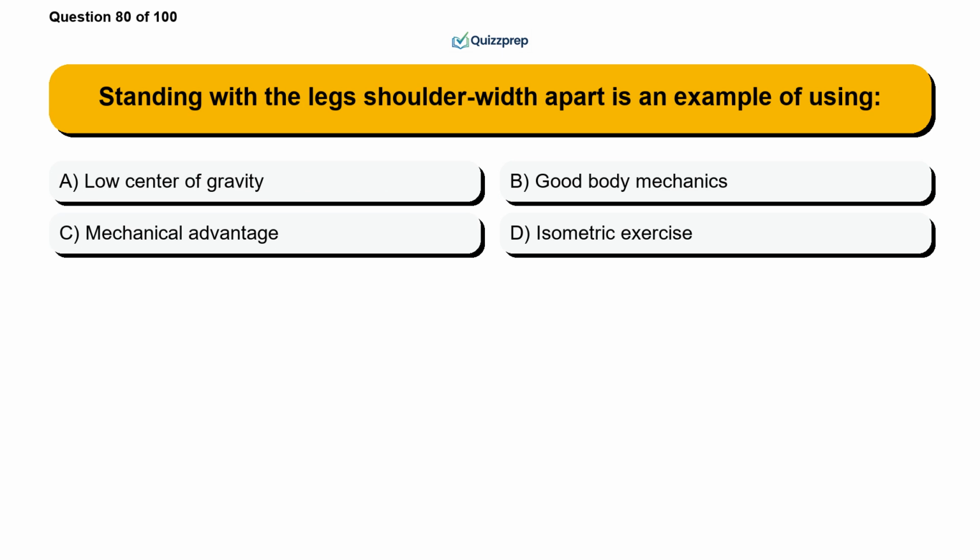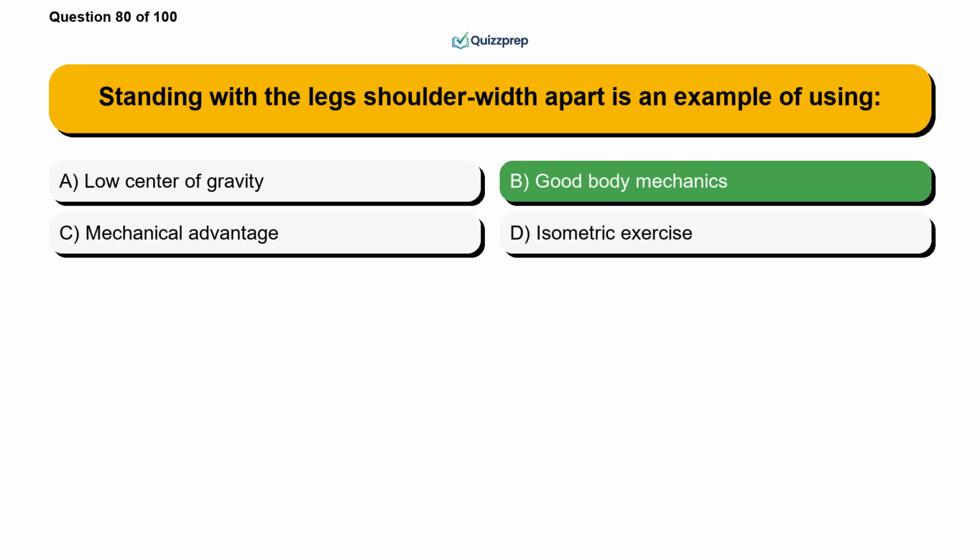Question 80. Standing with the legs shoulder-width apart is an example of using: Option A, low center of gravity. Option B, good body mechanics. Option C, mechanical advantage. Option D, isometric exercise. The correct answer is option B, good body mechanics.